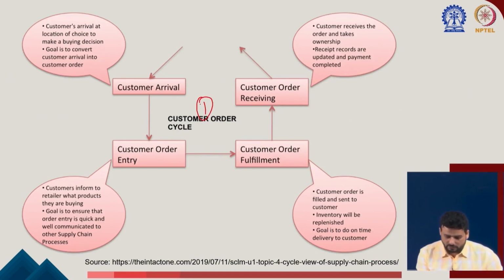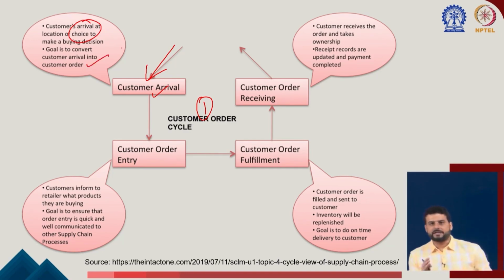First is your customer order cycle, that is happening between customer and retailer. Customer arrives, like I told you in generic terms how it is happening. Customer is arriving at your store. So here the point is where you are providing the services. So that means where you are setting up the retail center, and goal here is to convert the customer arrival into order, right? So once it is converted into order, customer order entry is done.